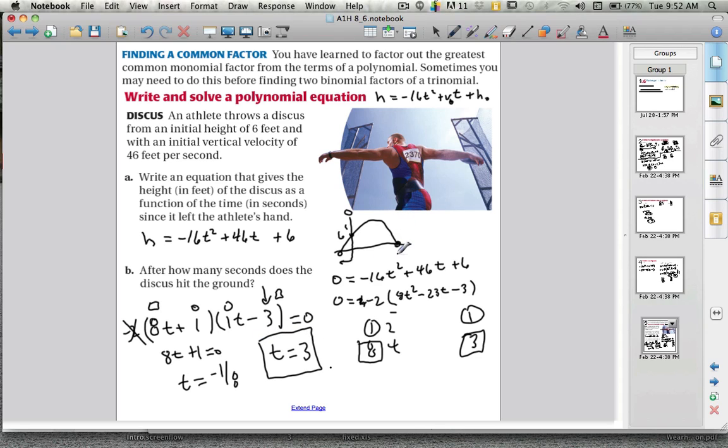3 seconds in the future, that's when the discus is going to hit the ground, not 1/8 of a second in the past. Okay, so that's important for you to think about when you're interpreting the results. You may find two solutions, but only one of them actually answers the question you're looking for.